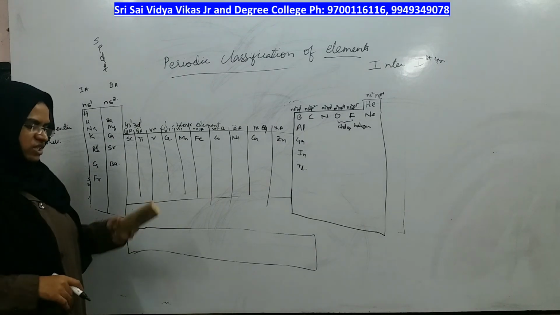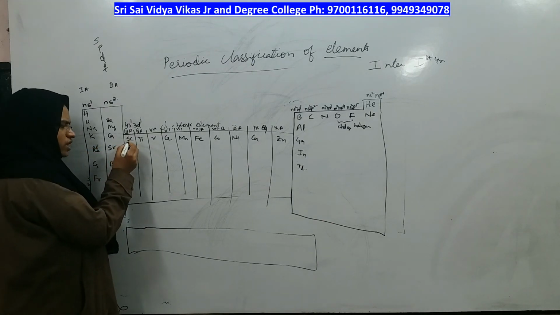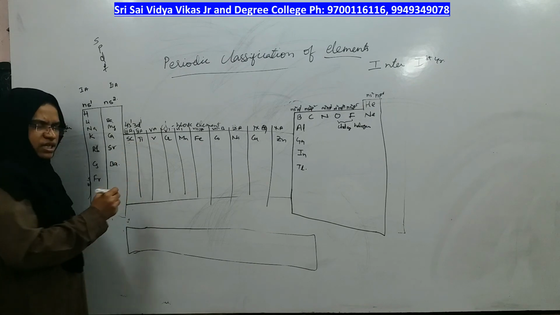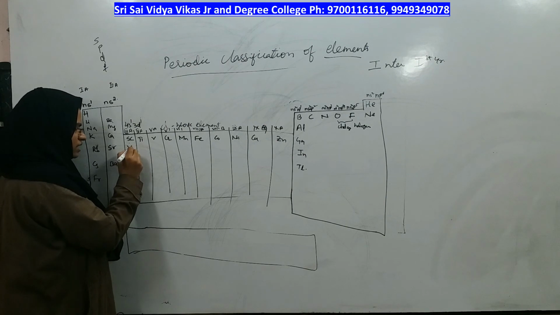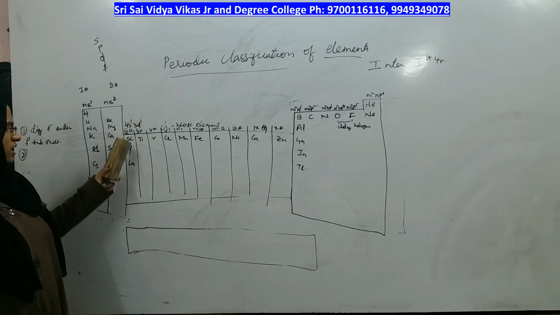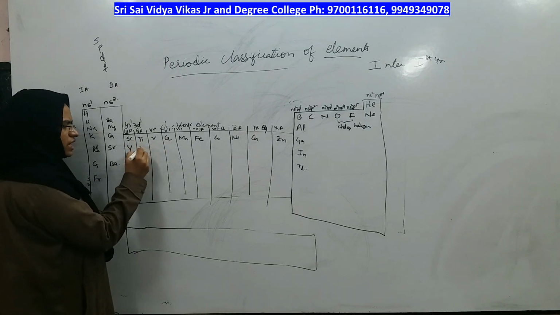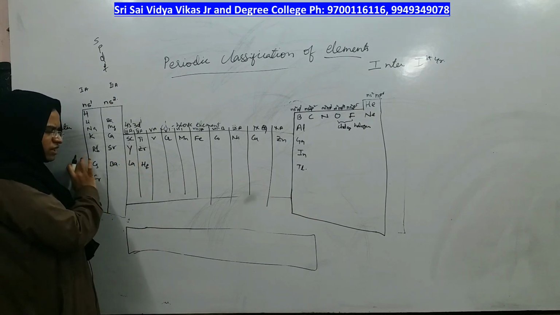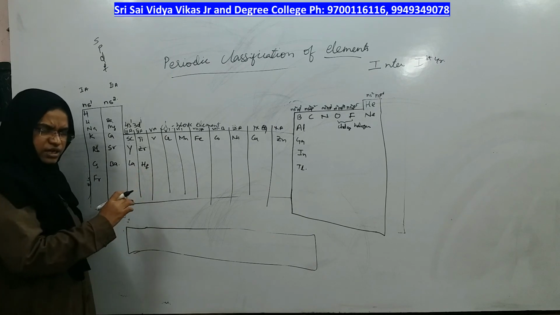Where are they present? In the D block elements, if you look at the first group, the scandium family: scandium, yttrium and lanthanum. This is the first group of D block. The next group is titanium, zirconium and hafnium. If you see from left to right, after lanthanum, what you can see is hafnium.